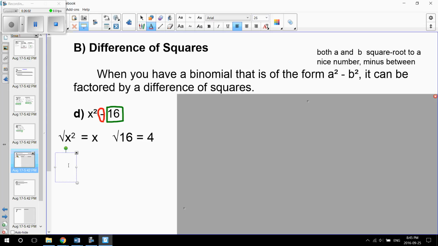When we use difference of squares, whatever the square root of our first term is becomes the beginning of both of our brackets. Because the square root of x squared is x, that becomes the first term in both of our brackets. Then, whatever the square root of the second term is, which was the square root of 16, which is 4, that value becomes the second term in both of our brackets. The only thing we need is, in each of our brackets, we have to put a plus in one and a minus in the other.